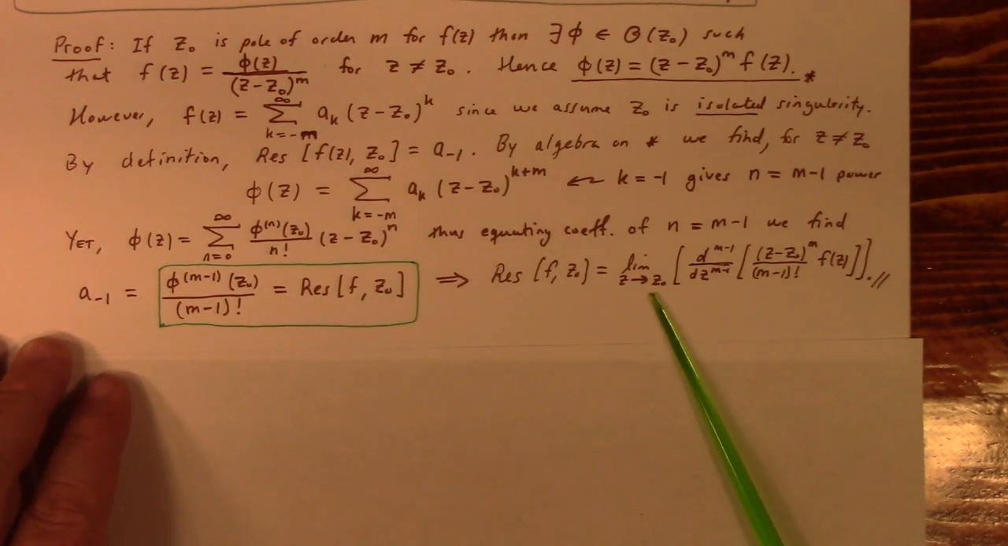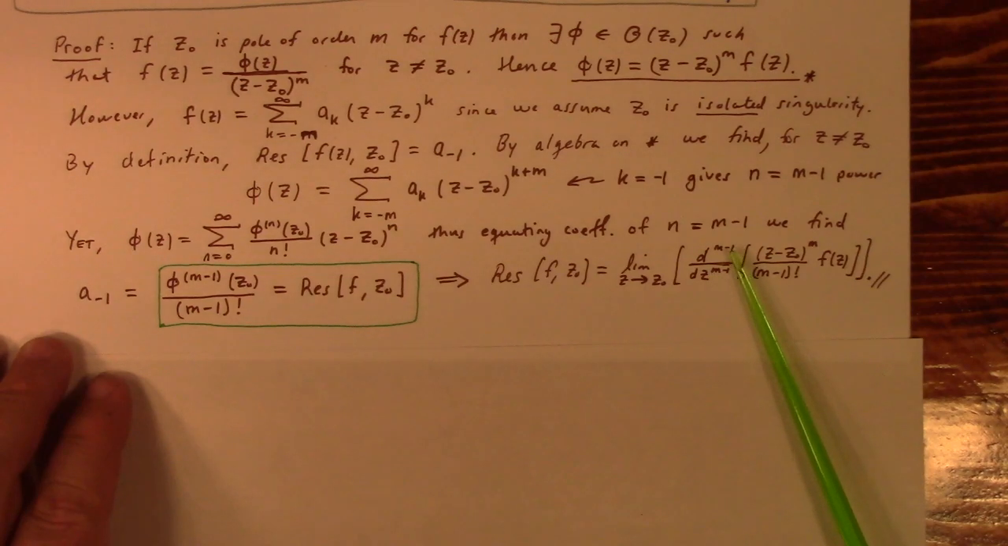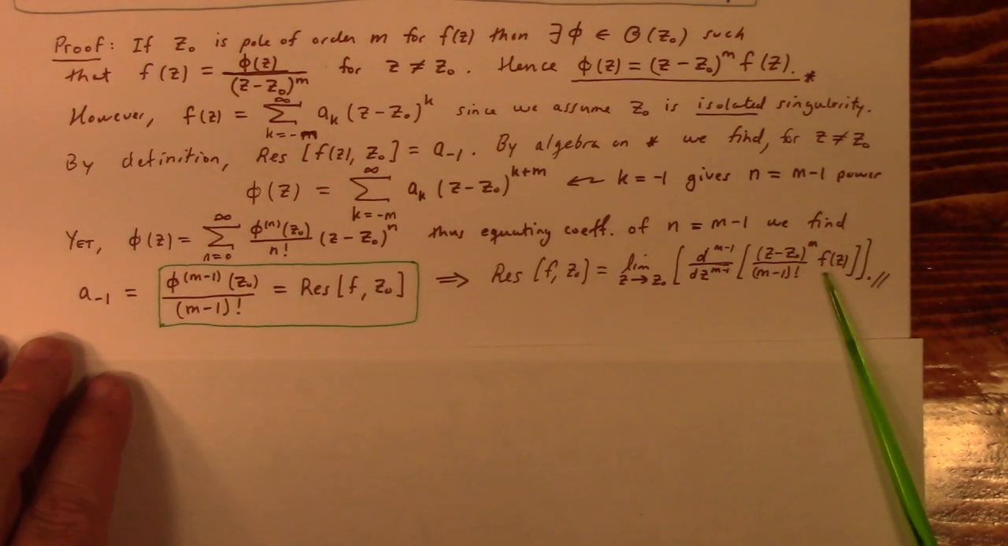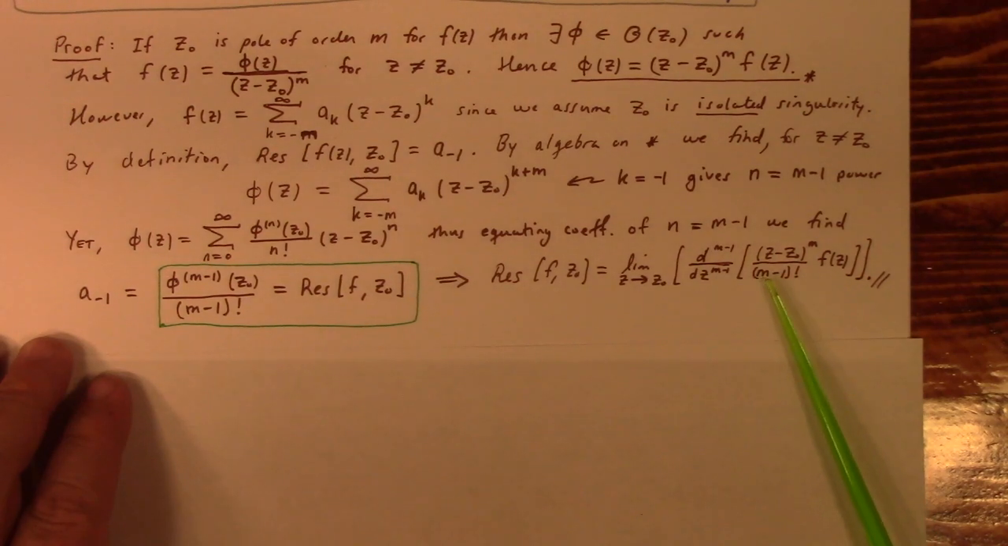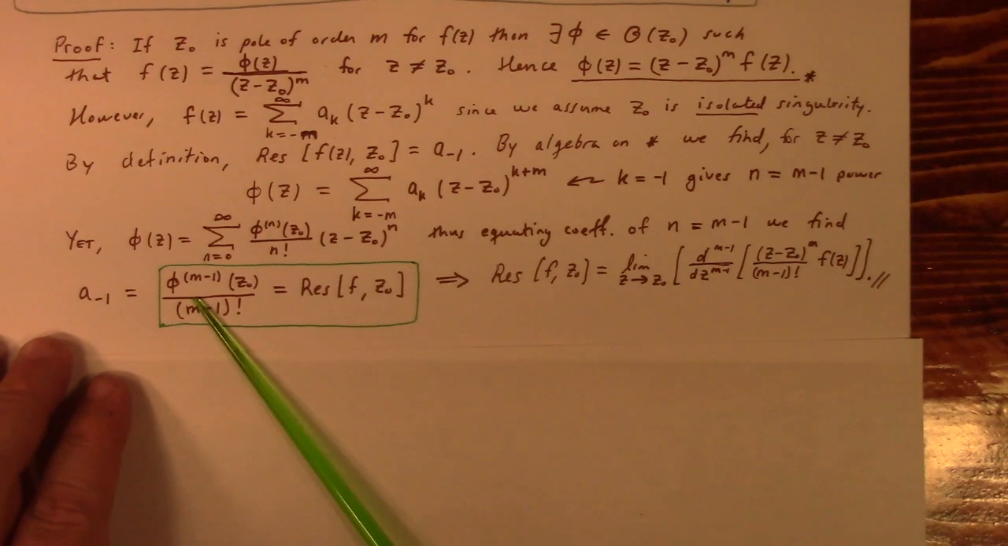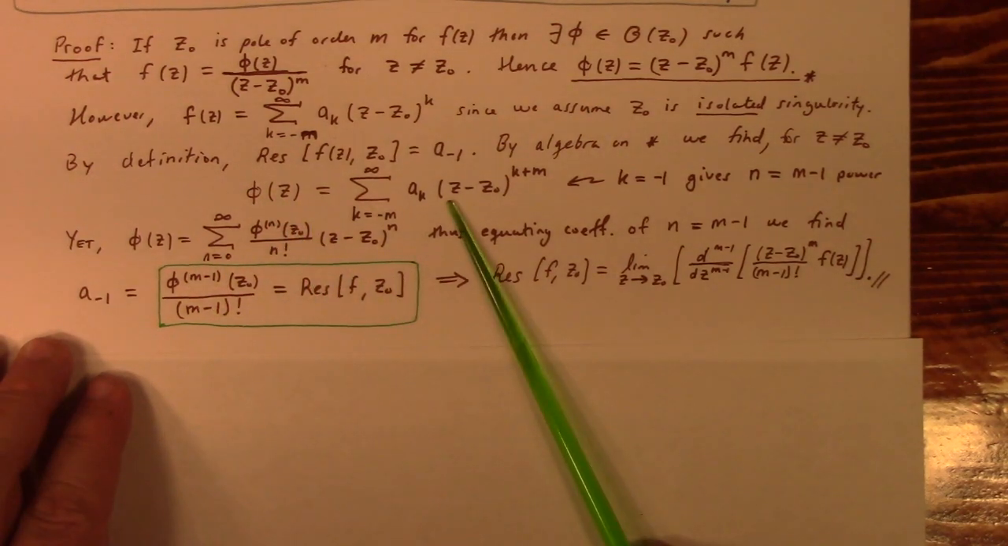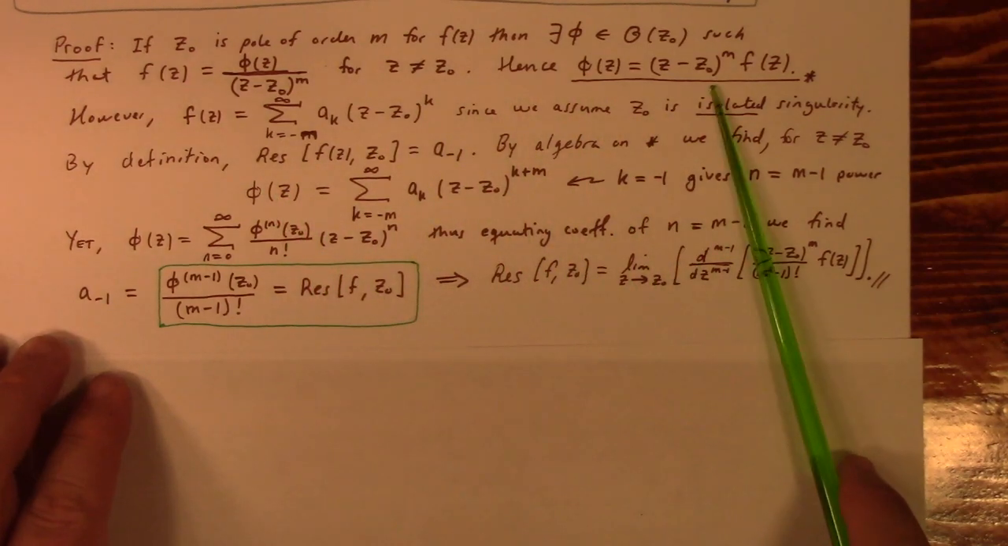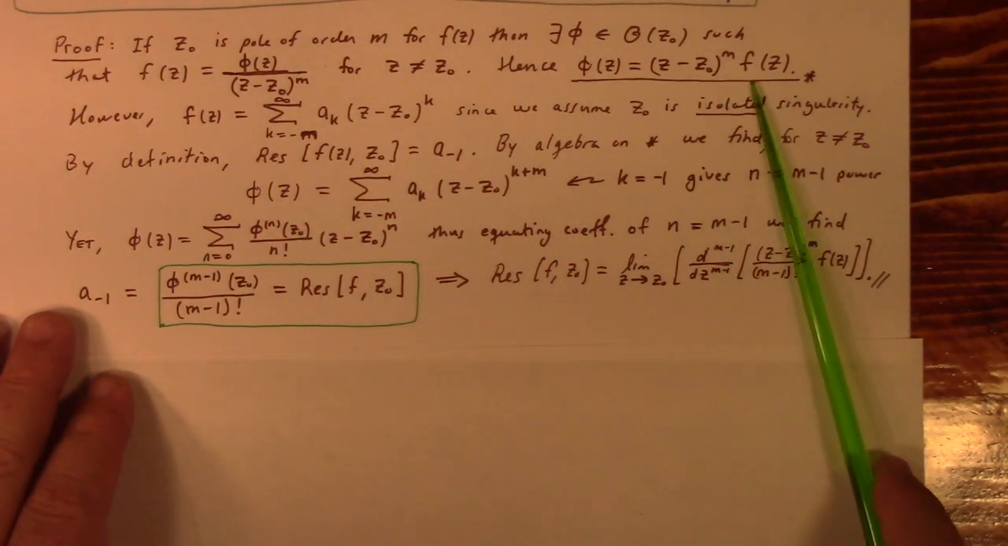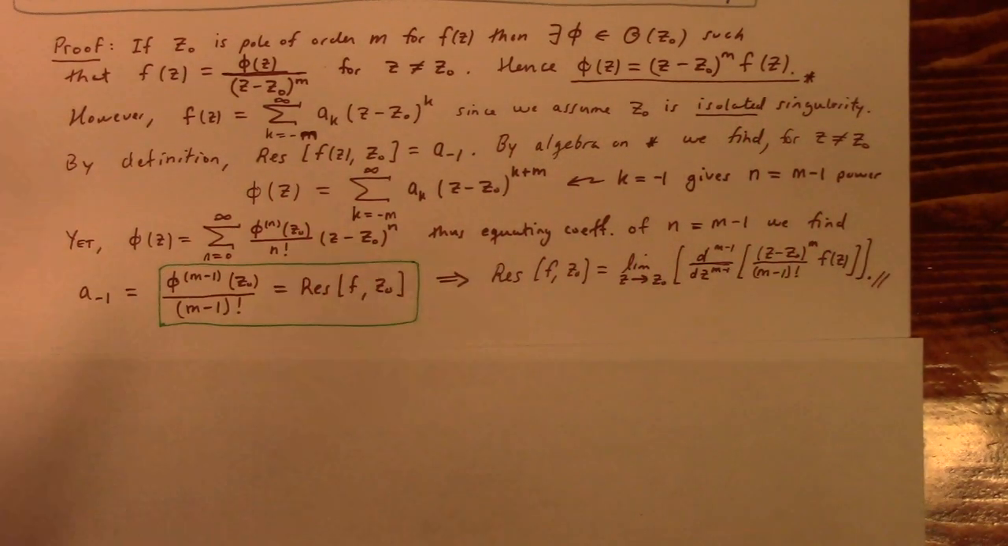the limit as z goes to z naught of the m minus 1th derivative of z minus z naught to the m over m minus 1 factorial times f of z. And that is really nothing more than the fact that I've differentiated phi, and phi is equal to that. Well, phi is equal to what's right up here, right?